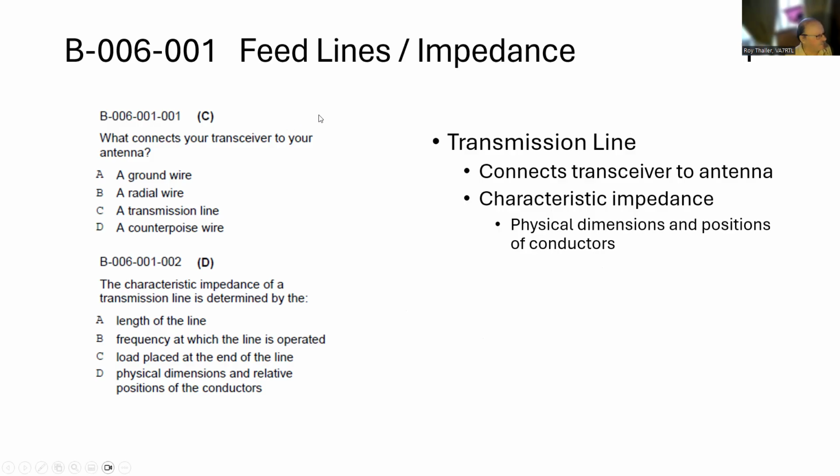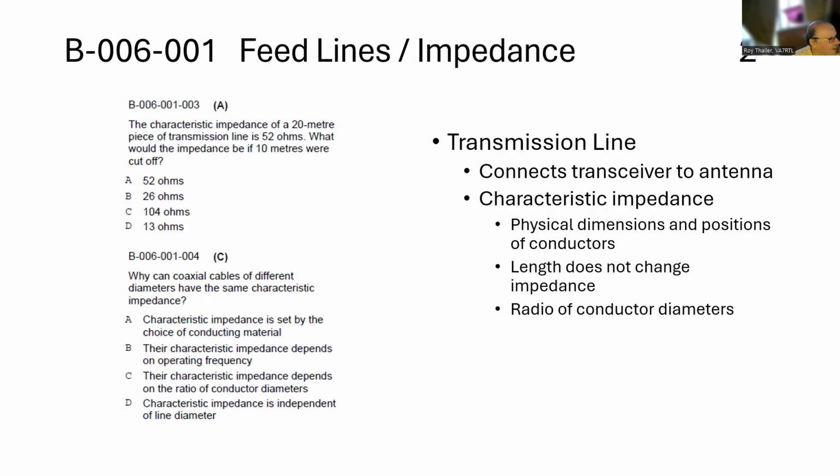So here are some of the questions. What connects your transceiver to your antenna? And the correct answer would be transmission line, C. The characteristic impedance of a transmission line is determined by D, the physical dimensions and relative positions of the conductors. So every transmission line has a characteristic impedance.